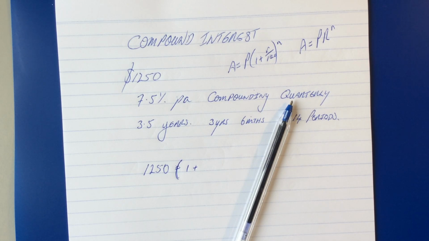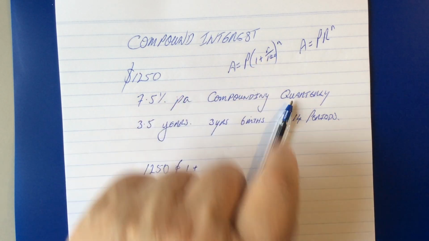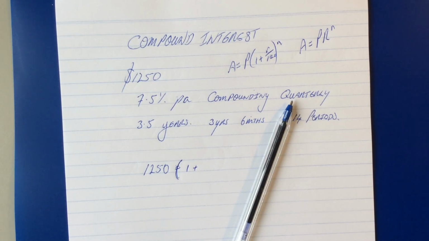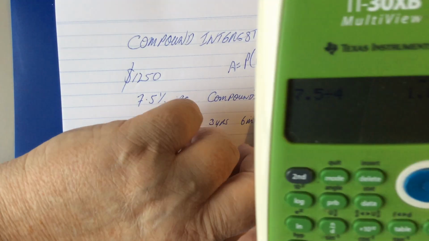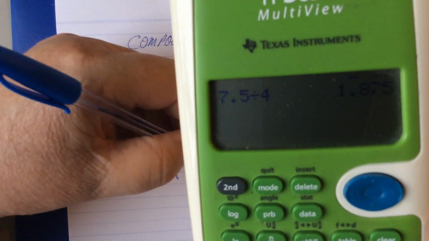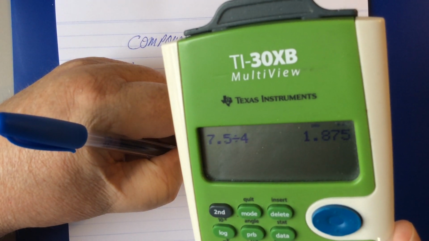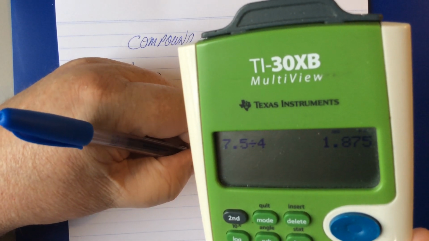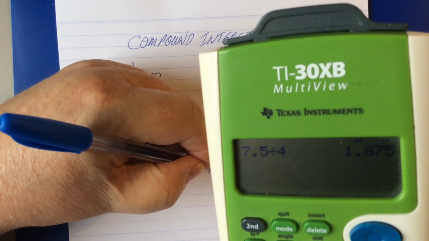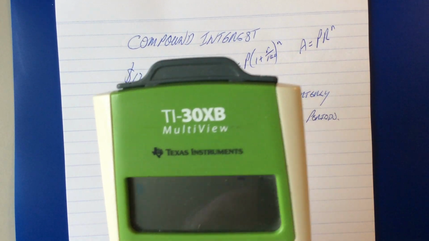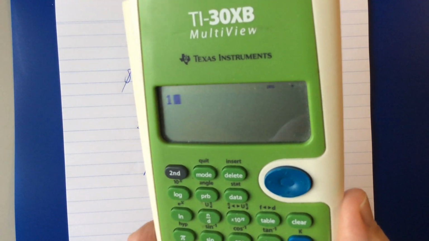There are other ways of doing it. Instead of dividing by 100, you could divide by 400. I think at this stage people might find that confusing, so we'll just do 7.5 divided by 4, which gives us that interest rate for the period that we're interested in, which is 1.875 over 100.